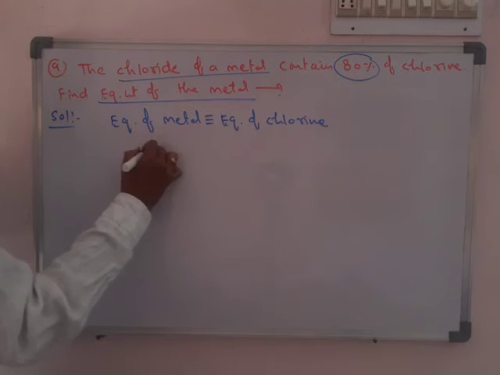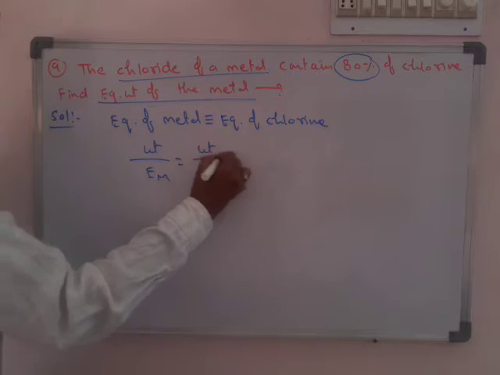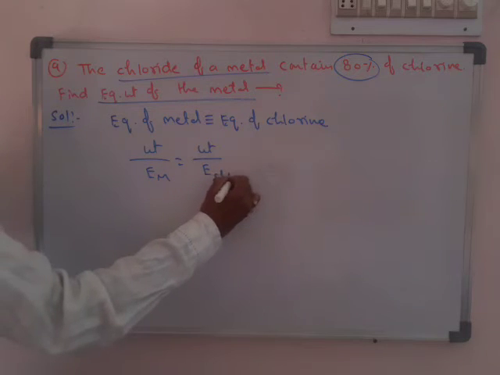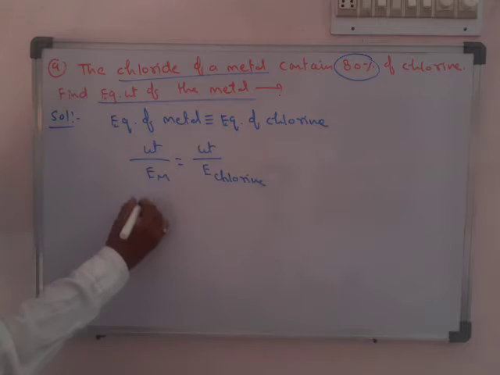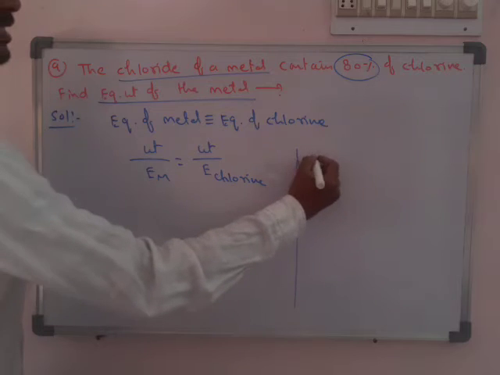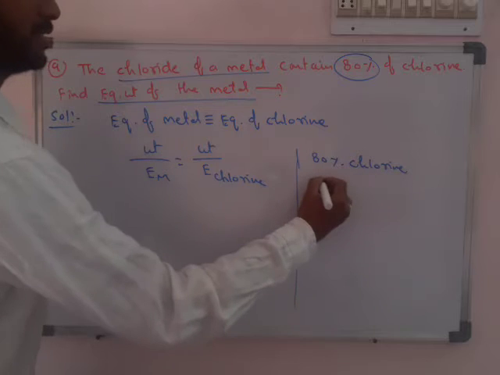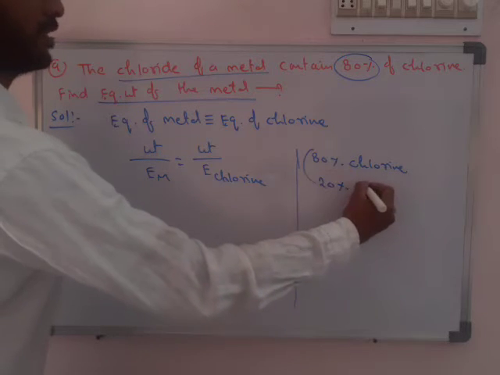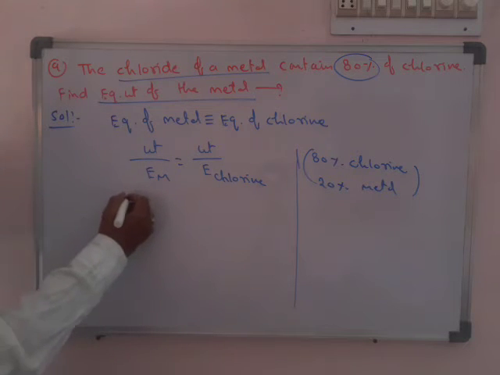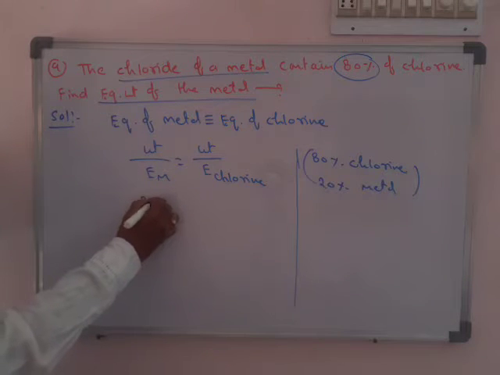Equivalents of metal means weight by gram equivalent weight of metal, the same as weight of chlorine by equivalent weight of chlorine. So what is the weight of metal? It is not exactly given, but in terms of percentage it is given. It has 80% chlorine, so 80% chlorine means we can say 20% metal. We are taking them in terms of grams. If you take the metal chloride as 100 grams, the metal's weight will be 20 grams.